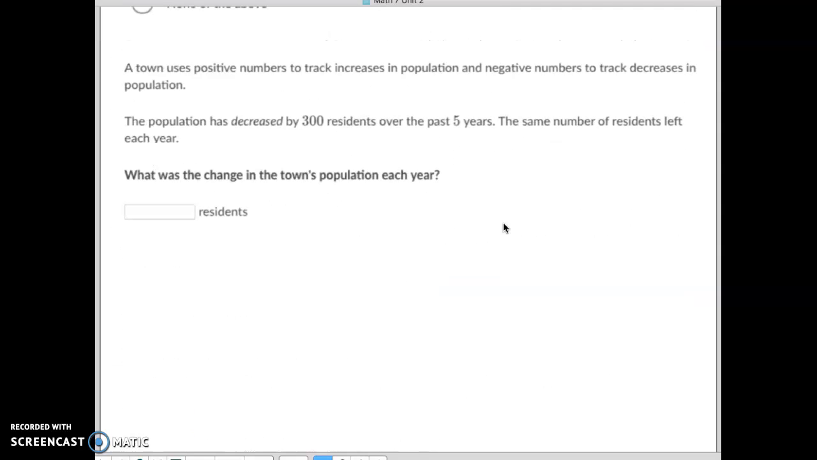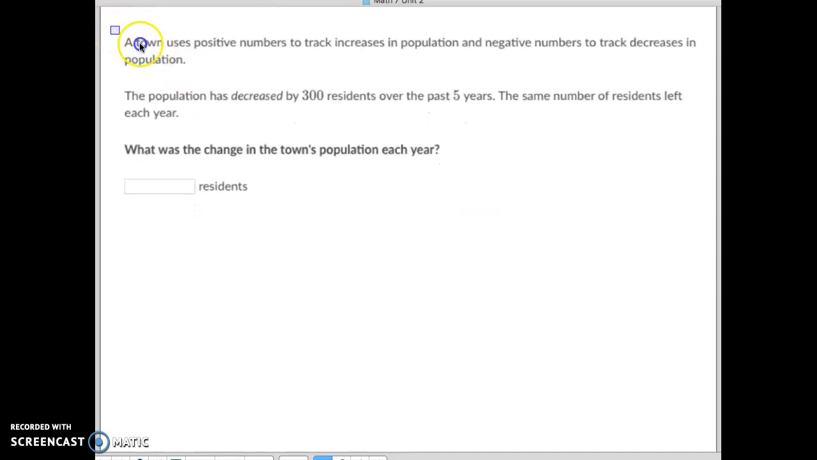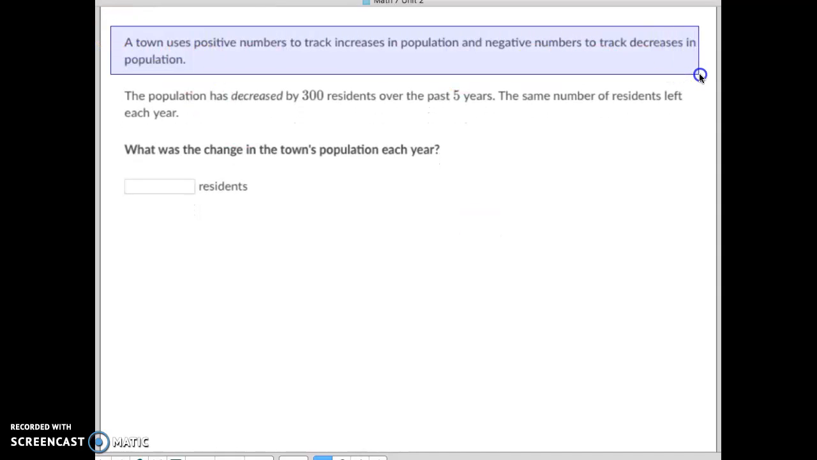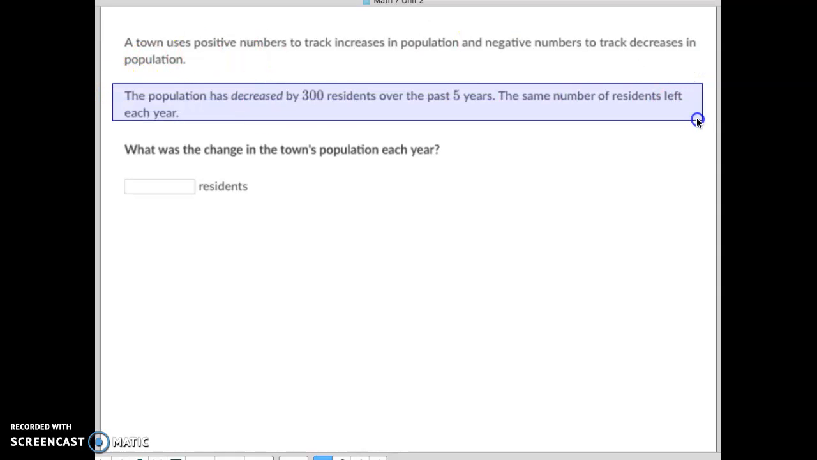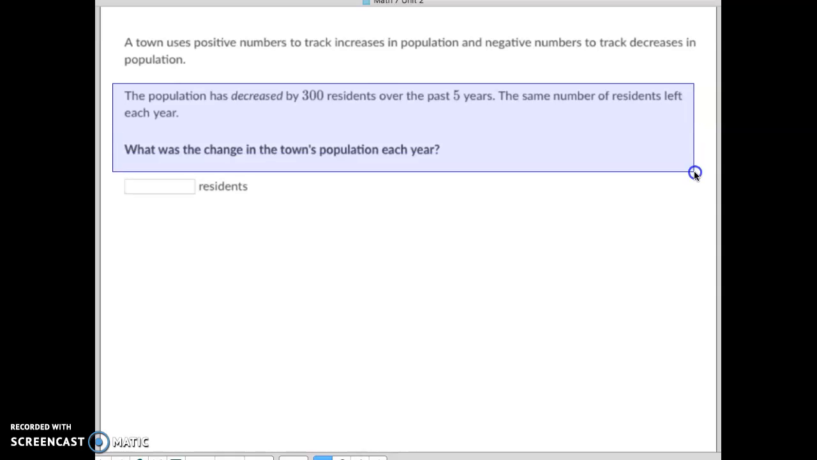Yeah. Here's another type of problem that I'll give you. A town uses positive numbers to track the increased population and negative numbers to track a decrease in population. Okay, the population has decreased by 300 residents over the past 5 years. That means over a 5 year period, 300 people have left the city. And I wonder, what is the change each year? I mean, how many people on average are leaving each year if 300 people over 5 years left?